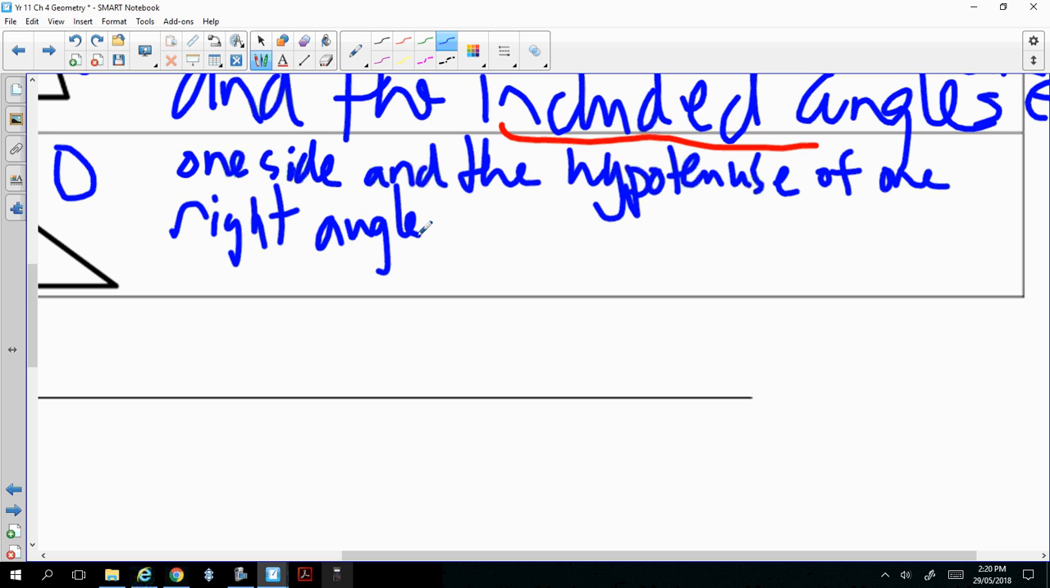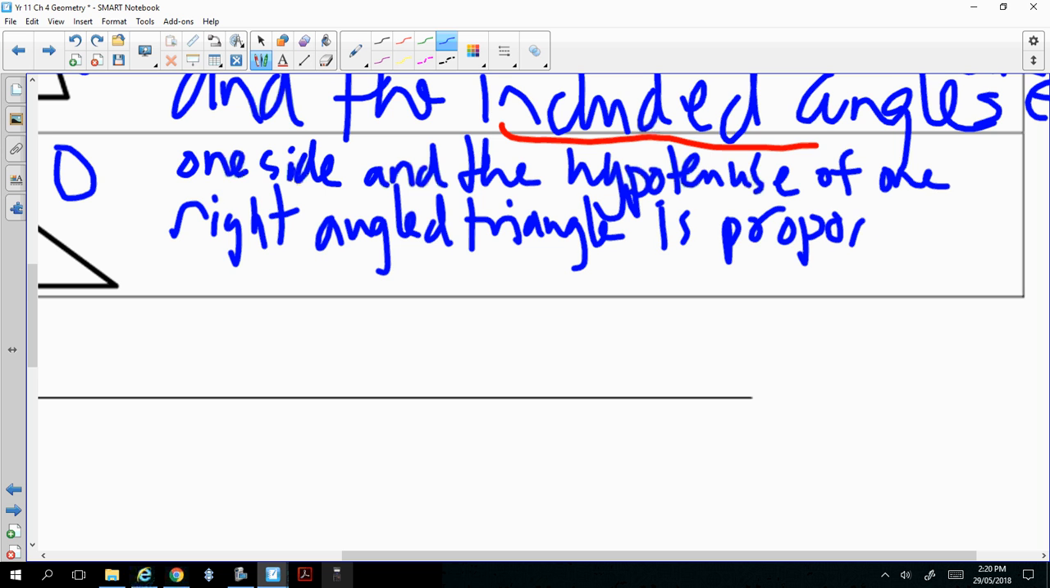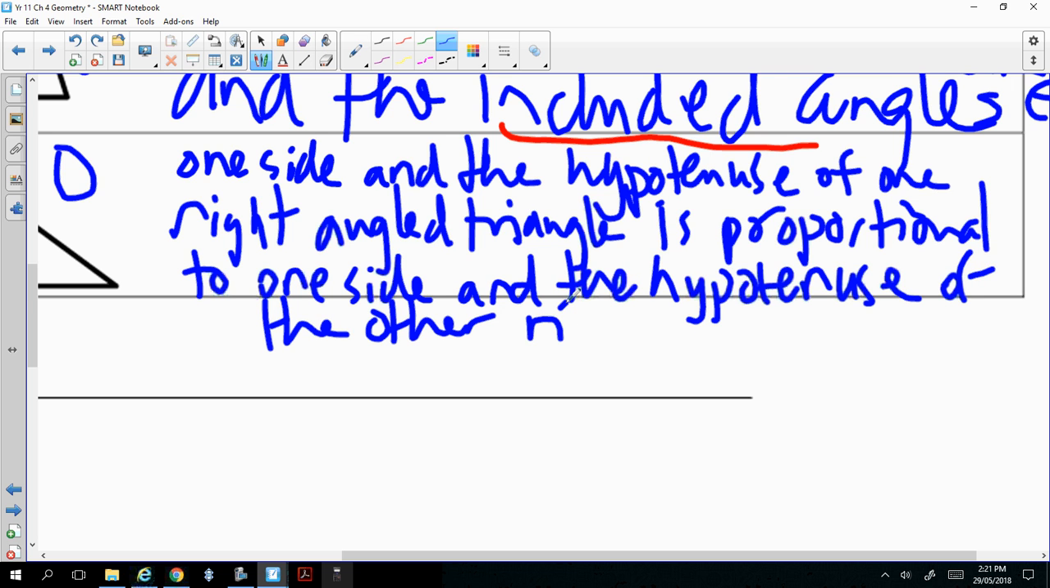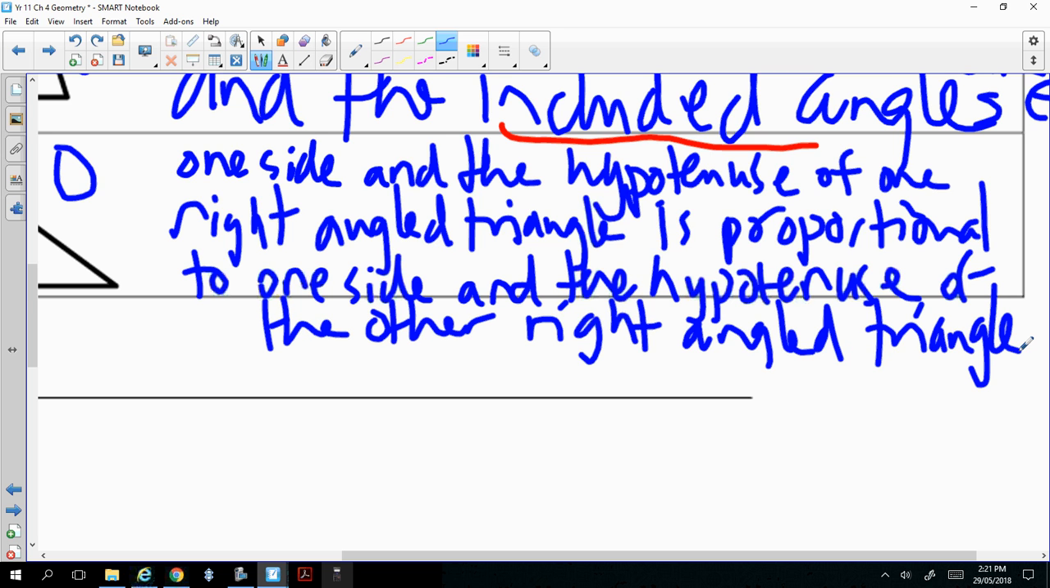That's the longest one. To one side and the hypotenuse. By the time I finish the exam, finished already. And the hypotenuse of the other right angle. Did you just say one side of the hypotenuse of the right angle triangle is proportional to another? Do you have to say it twice? Maybe. Just write it. That's really long. I know. That's why they don't really ask that.